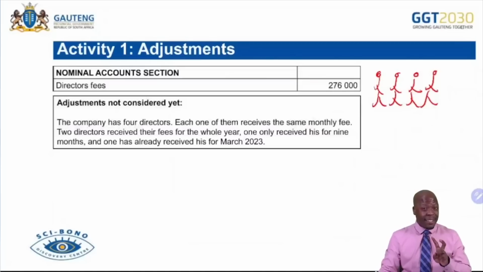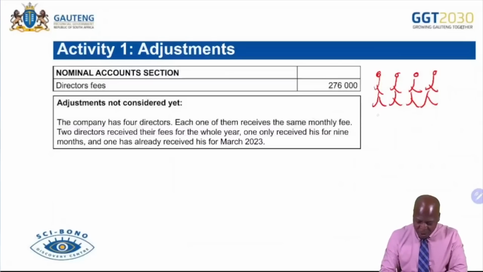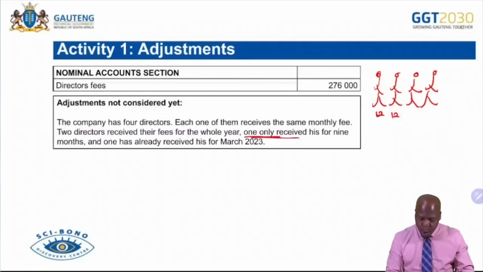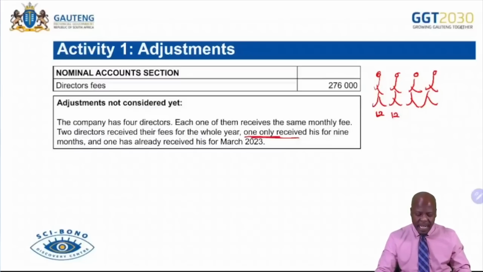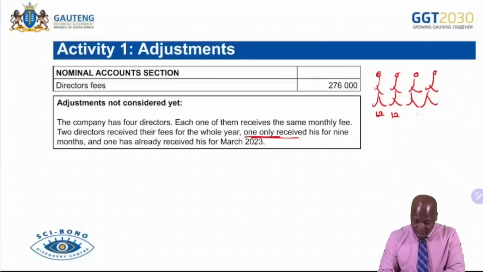So for the 2 directors, they've received for the entire year. How many months are in a year? 12. So that means for these 2 guys, this one received for 12 months, this one received for 12 months. All right. Only one, are you following? I'm reading here now. Only one received his for 9 months. Okay, so the 3rd director did not receive for 12 but for 9 months.